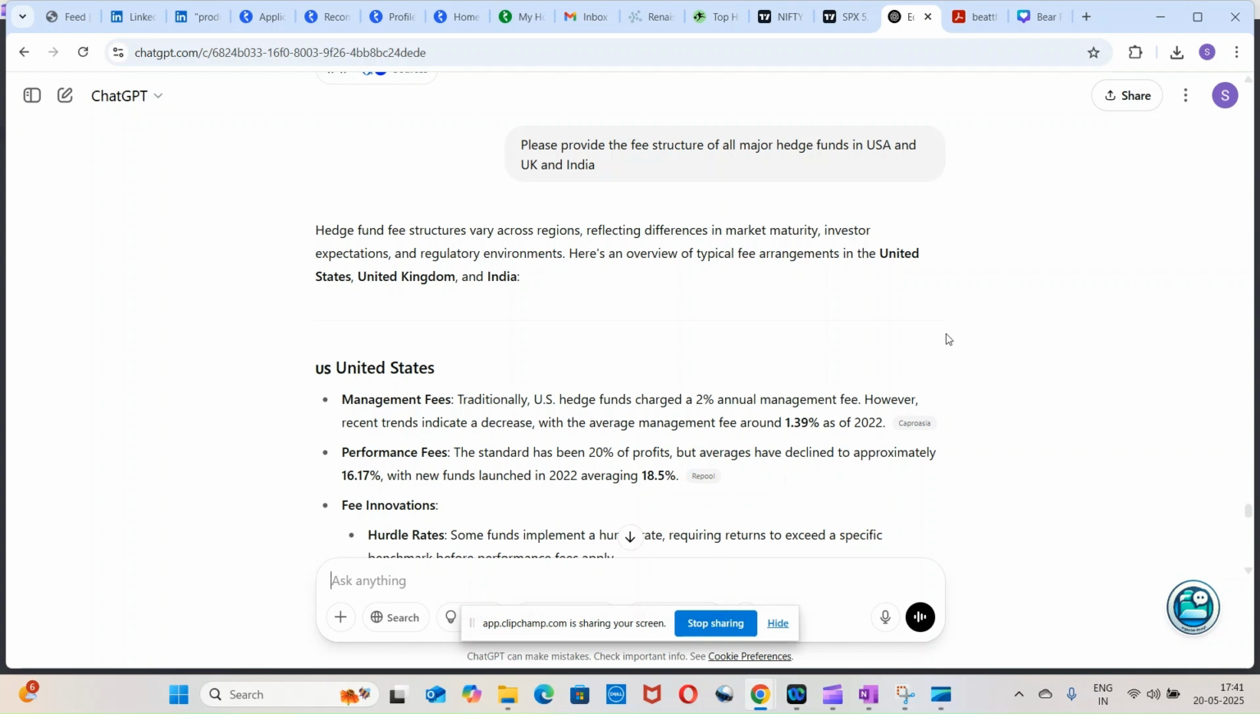So today, what we will cover is the fee structure of all the major hedge funds in US, UK, and India. So the normal fee structure for hedge funds is 2 and 20. That is the normal thumb rule. 2% of the assets under management is the annual management fee that has to be paid, and 20% is the performance fee. Of the profits generated, 20% has to be paid. So let's go into details of how the fee structure of major hedge funds is in US, UK, and India.